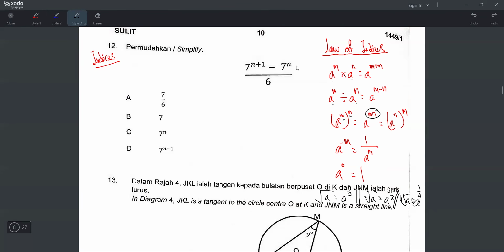7 power n minus 1 minus 7 power n. Alright, can we combine this into 7 power n plus 1 minus n? Is this correct or wrong? This is wrong. This is wrong.